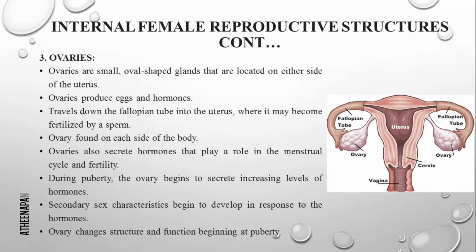As soon as estrogen has been secreted, the secondary sexual characteristics develop: the appearance of breasts, the falling of body hair, the walking style, the change in the voice, everything. The ovary changes its structure and functioning at the beginning of puberty. After the girl gets puberty, the entire structure of the ovary changes, and the functioning behavior of the ovary also changes.